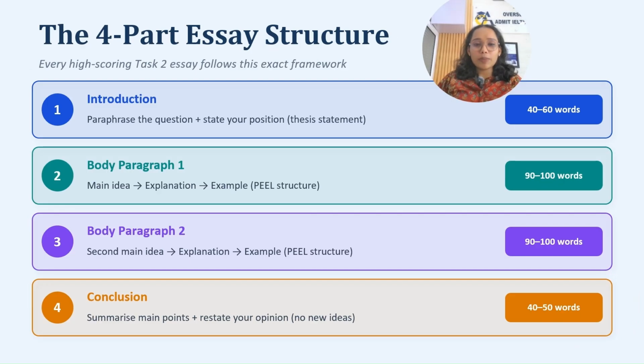I want you to remember something. Examiners love essays that are easy to follow. They're checking hundreds of essays every week. If your essay feels organized, you're already making their job easier. That's why every band 7 plus essay follows the same structure: introduction, body paragraph 1, body paragraph 2, and conclusion. Simple. No fancy tricks, no complicated templates, just a clear structure that works every time.